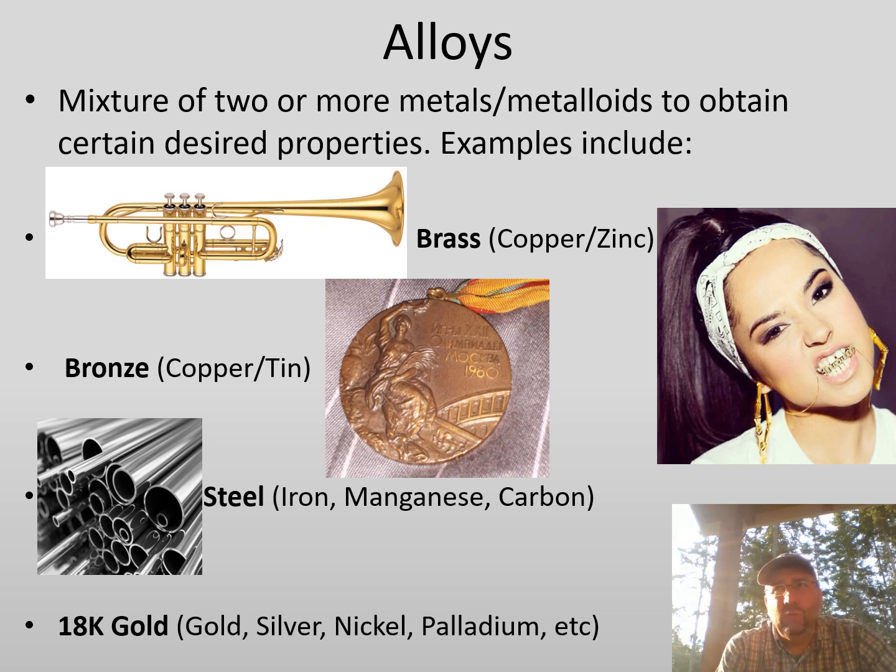Another value with an alloy of gold is that you can reduce the gold content and make it cheaper. And so the K for carat is a representation of how much gold it is. The higher the number, the more pure gold it is. So 24 karat gold is basically pure gold, and as you go down from there, it's less and less.